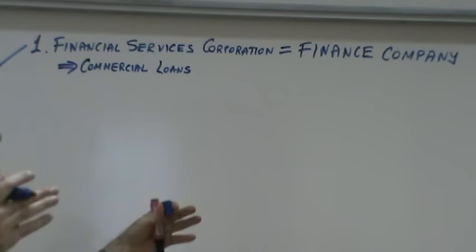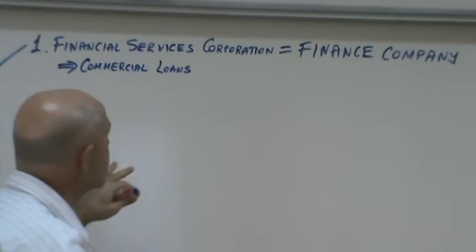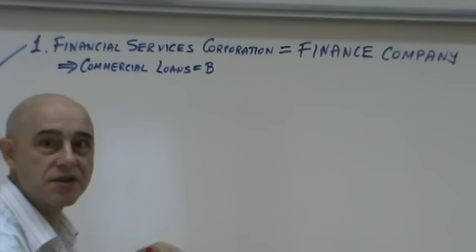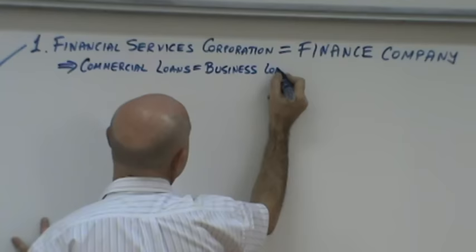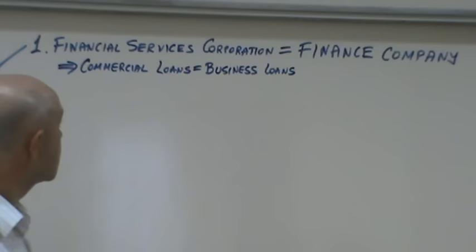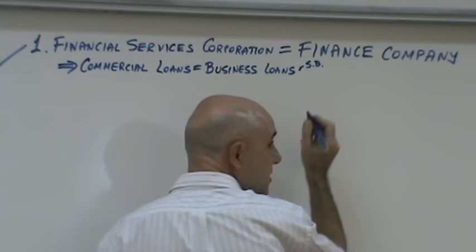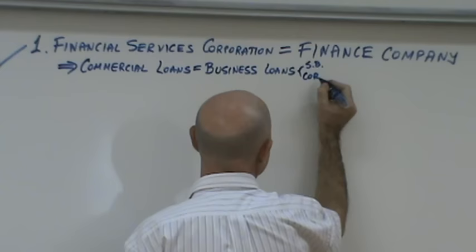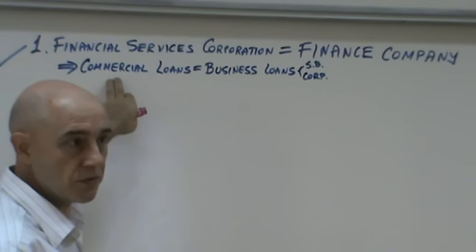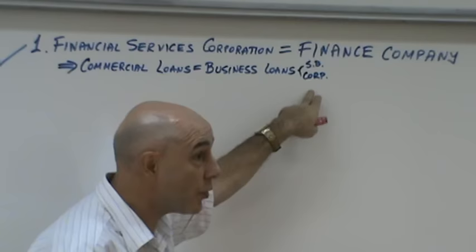Commercial loans are also pretty much the same as, I'll put in for you because your business students could be confused, exactly the same as business loans. Business loans and commercial loans could be for a small business, a little restaurant, whatever, or a big business. Big business is called corporate, so it becomes a corporate loan. So you can have small business loans, or it could be a corporate loan. A corporate loan is technically a business loan.